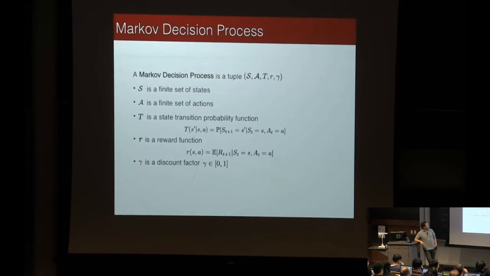T is going to be a state transition probability function. The state transition probability function basically tells you the probability of the next state, given that you're in the current state and you take an action A. Okay? So this typically is a probability distribution.